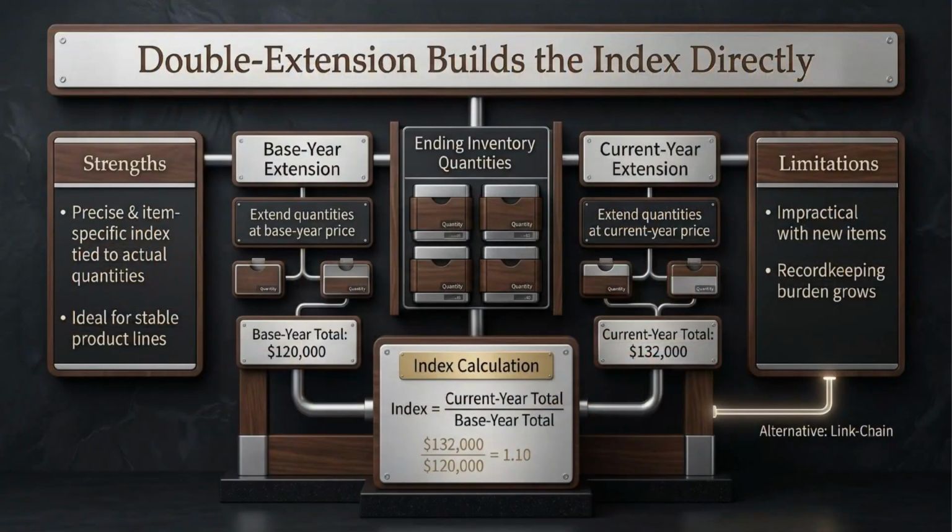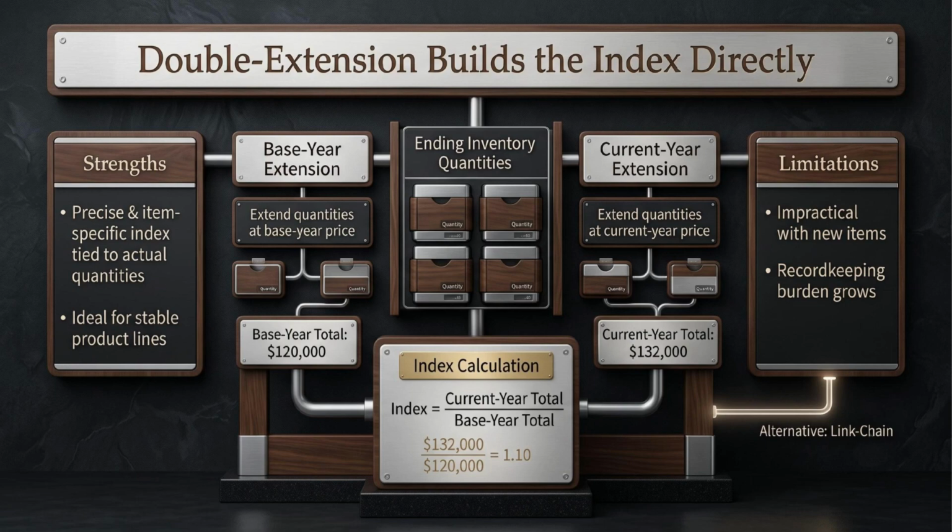The double extension method builds the price index directly from inventory quantities. First, list the ending inventory quantities. Second, extend each quantity at base year unit prices to get the base year total. Third, extend each quantity at current year prices to get the current year total. Fourth, divide the current year total by the base year total. In the example, $132,000 divided by $120,000 gives an index of 1.10.